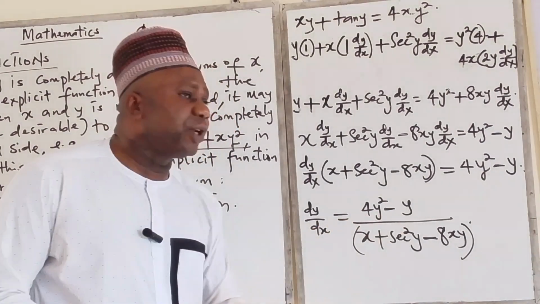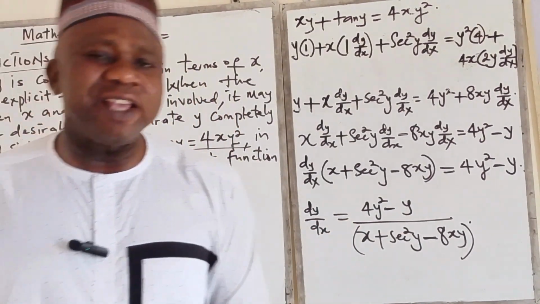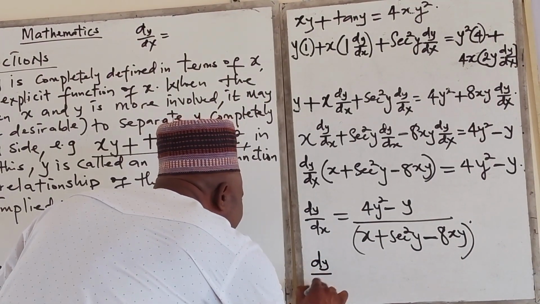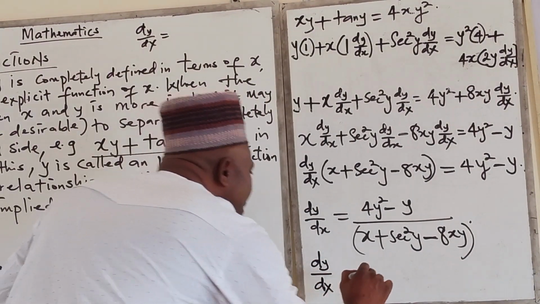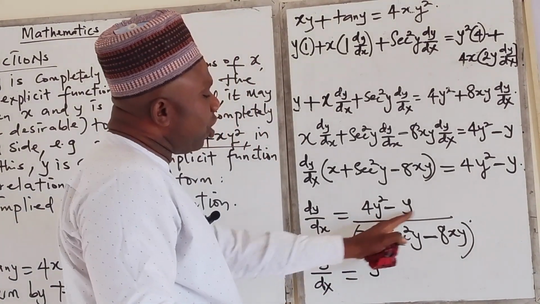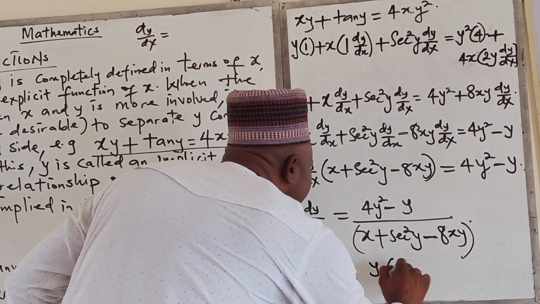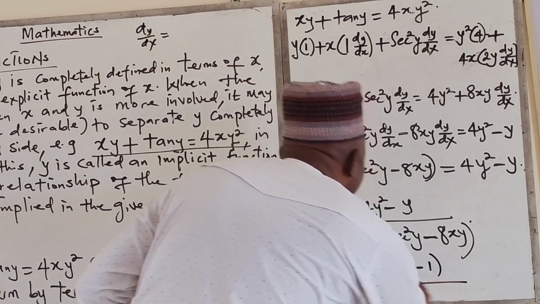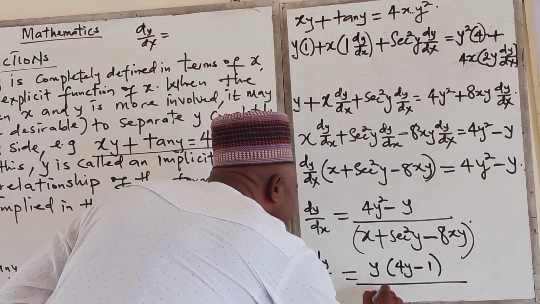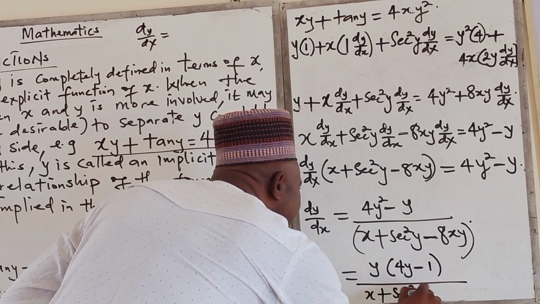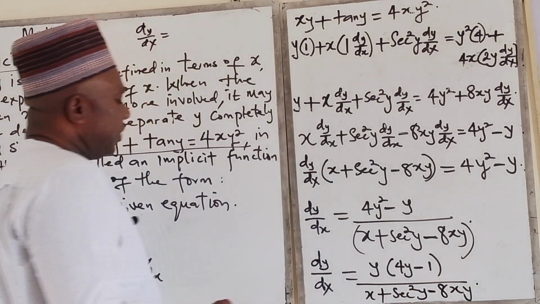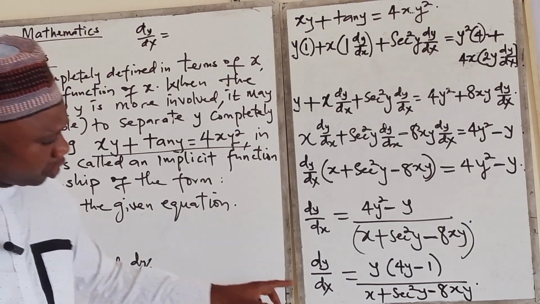Now if you look at the numerator, you will discover that y is common. So it means I can also express this as dy/dx will be equal to y outside because y is common. So here we'll be left with 4y minus 1 all over x plus sec squared y minus 8xy. Now that is the value of dy/dx.